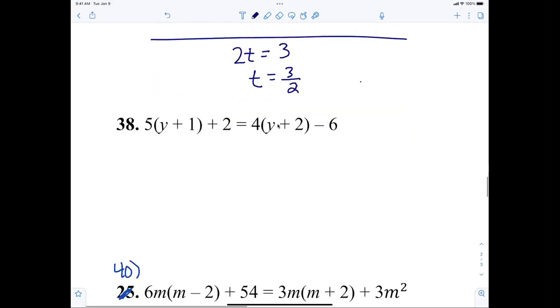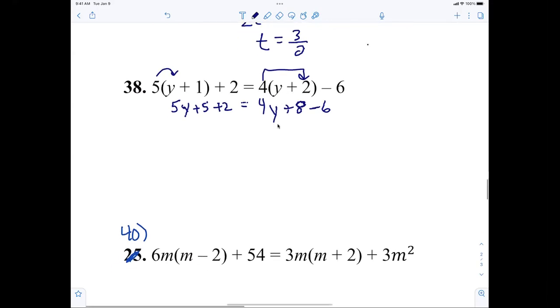Okay, so it would be 5y plus 5. You are amazing, girl. Hold on a second. Plus 2 equals 4y, plus 2 equals 6, negative 10, minus. You forgot to distribute the 4. Oh, yeah, so that's 8. Yes. So then that would be 5y plus 7 equals 4y plus 2. Very good. Very good.